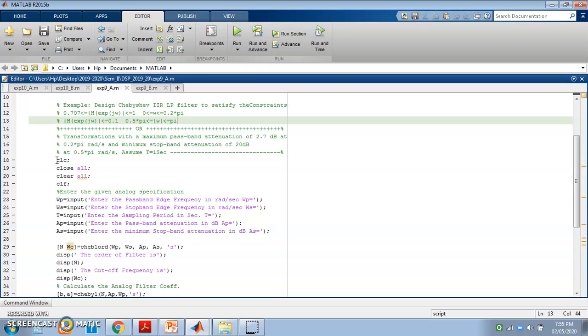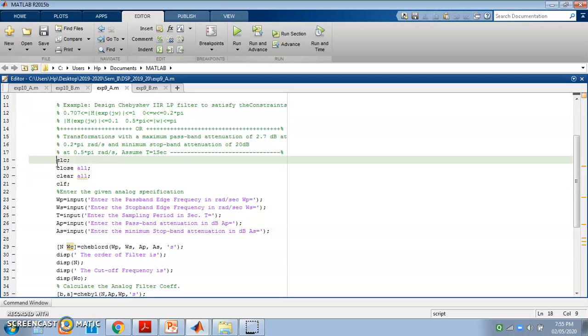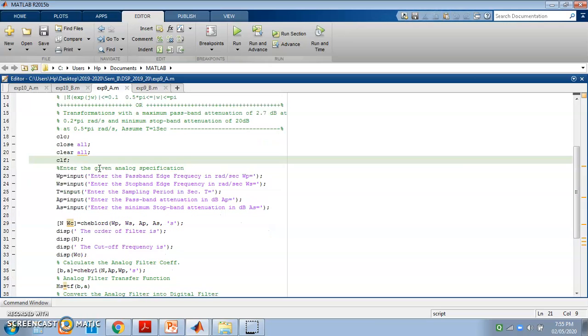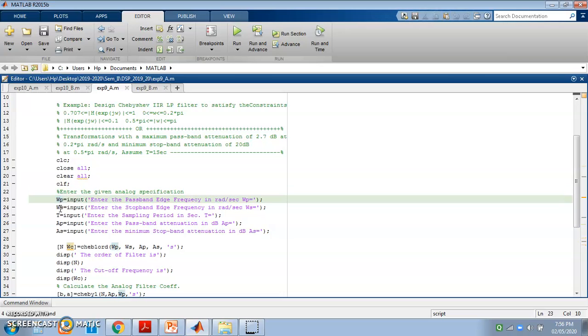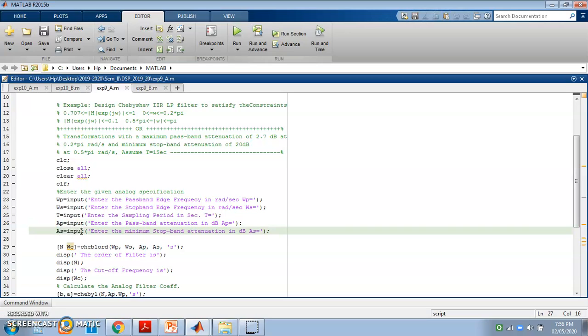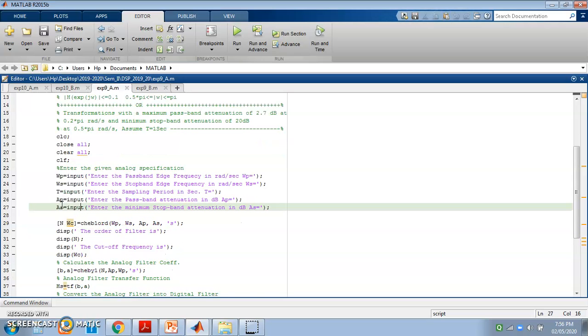So in MATLAB we have written the initialization, that is clc, close all, clear all, and clear figure. And here we have just entered the specifications of the given analog filter. I am going to use the variables omega p for passband frequency, omega s for stopband frequency, capital T for sampling period, then suffix p for the passband attenuation gain, and suffix s for stopband attenuation gain in decibel values. So these are the 4 specifications that we can enter.